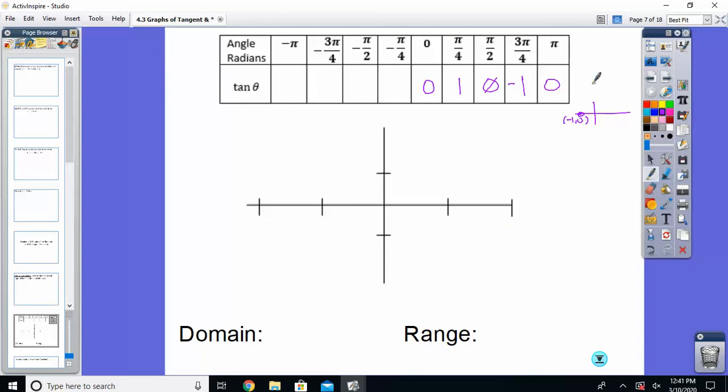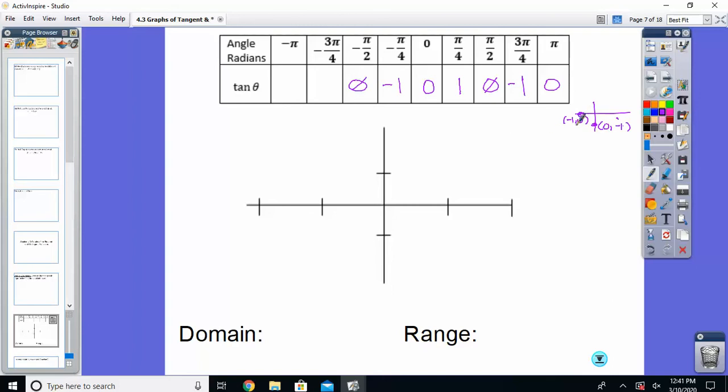Instead of going all the way to 2 pi, I did negative angles instead. Negative pi over 4 just means you spun down, so we're in quadrant 4. Tangent is negative in quadrant 4. Tangent of 45 is 1, so negative 1. Negative pi over 2 would be here. Tangent is y over x, negative 1 over 0, is undefined.